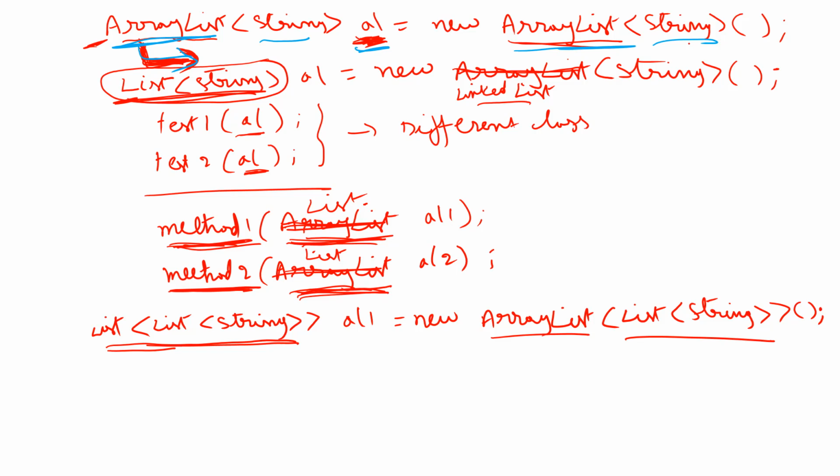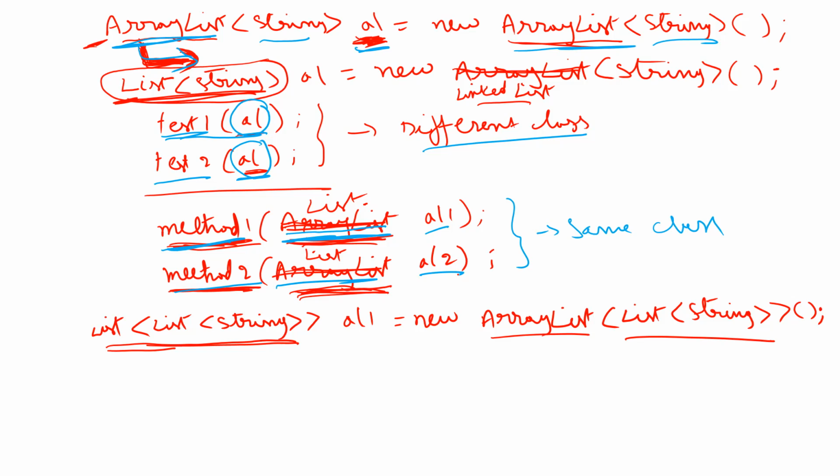Within programming, I have developed a lot of methods. One is where I am calling another class's methods, test1 AL and test2 AL, where I have to pass these ArrayList objects. Similarly, within the same class, I have developed some methods where, to call them, I have to pass the ArrayList. So I have to specify ArrayList AL1, and similarly for method 2, ArrayList AL2.